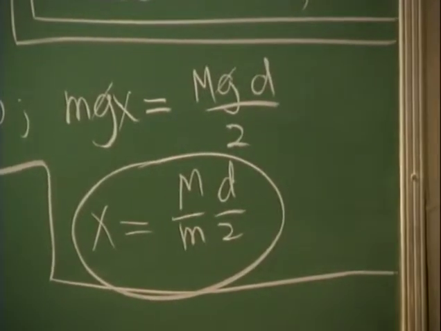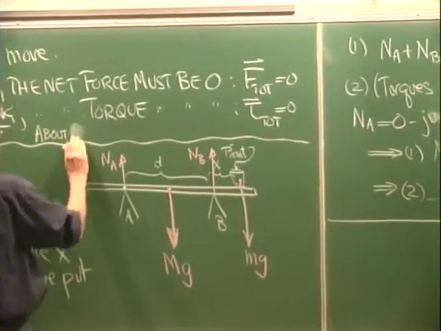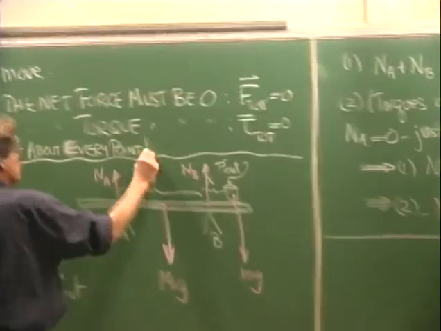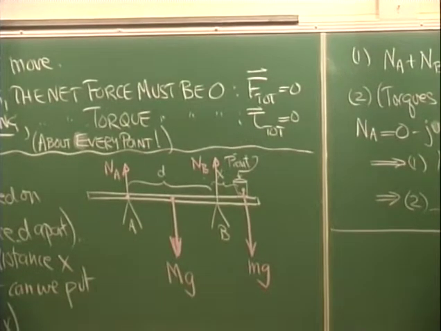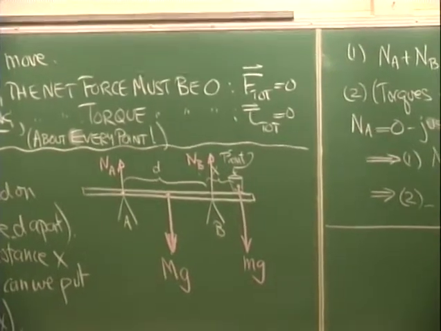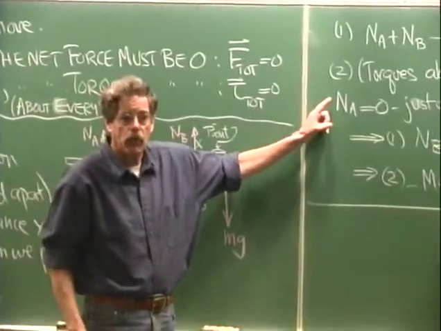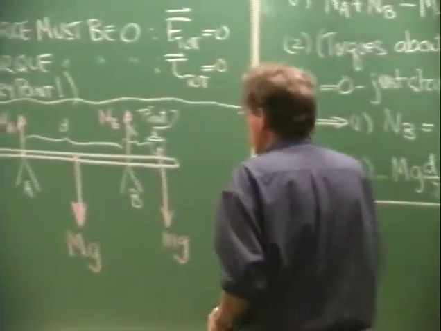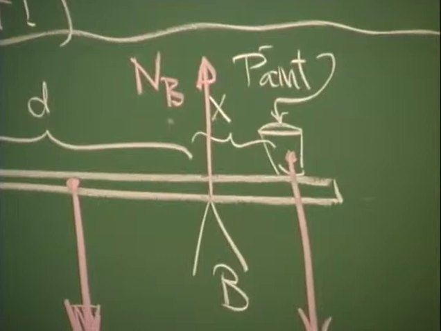You can calculate the torques, as I was saying before, about any point. About every point, the torques must be 0, but there are sometimes smart points to use and dumb points to use. In this particular problem, I used a dumb point for calculating torques. Let's now use a smart point, which I think somebody suggested. Calculate the torques about B.